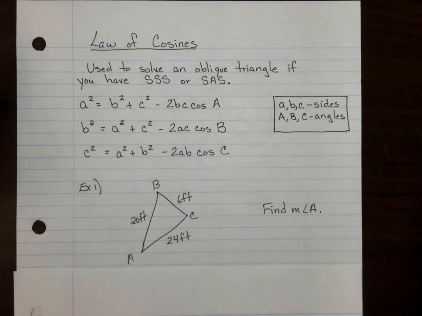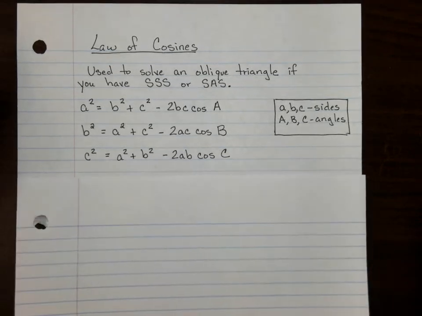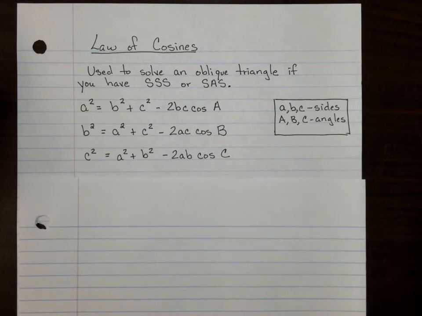All right, so today's lesson is on the law of cosines. Last time we learned the law of sines, and the law of sines helped us to solve oblique triangles. An oblique triangle is a non-right triangle. But the law of sines will not work for certain pieces of information.